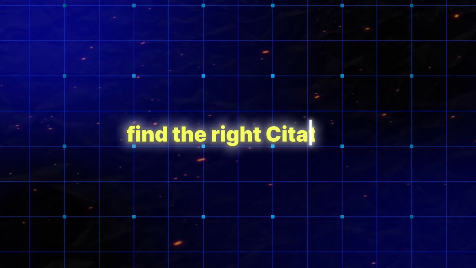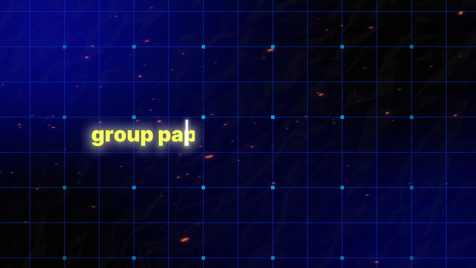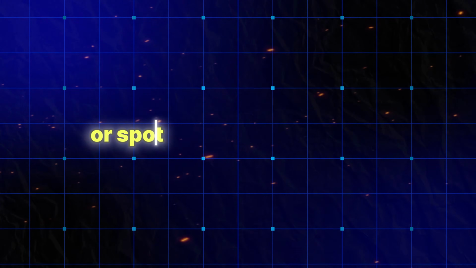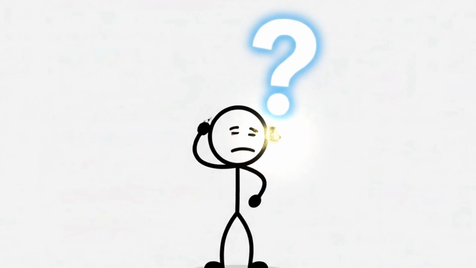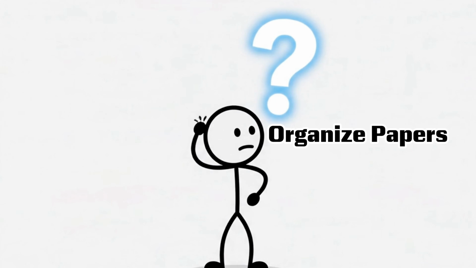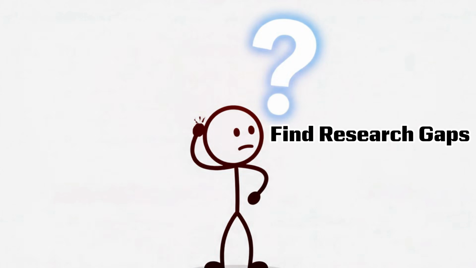We go through hundreds of academic papers, upload them to AI tools like Notebook LM or ChatGPT, and still can't find the right citation, group papers by hypothesis, or spot gaps in our research. It's exhausting and time-consuming. What if you could instantly find citations as you write, organize papers by hypothesis, and uncover research gaps all in one place in seconds?